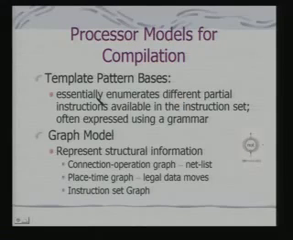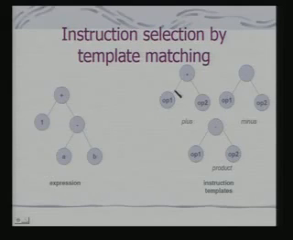Then there are template pattern bases, which essentially enumerate different partial instructions available in the instruction set and are often expressed using a grammar. So by modifying these rules, you can generate other instructions. Also, there can be graphical models. So you can have a connection operation graph, or a place time graph, which permits you to see how the legal data moves, and also the instruction set graph. In fact, we can see that if I have an instruction set graph, what does that mean? If it's a plus operation, this is a simple instruction set graph. This is minus, this is a multiplication.